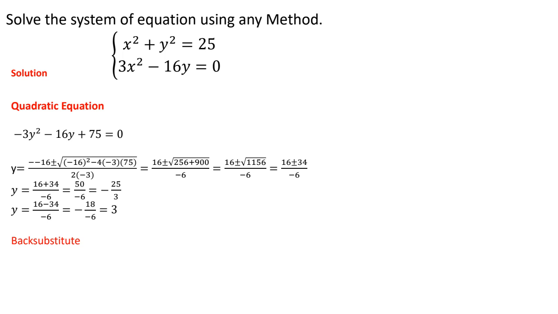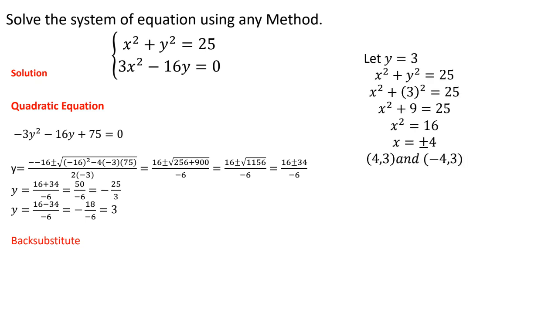When I use the quadratic formula, I see that I have two answers, one when I'm adding the 34 and one when I'm subtracting the 34. When I'm adding 34, I get -25 over 3. And when I'm subtracting the 34, I get y equals 3. Now I'm going to do back substitution, and I have to use both of these y values. I'm going to use the first equation to get the x value.